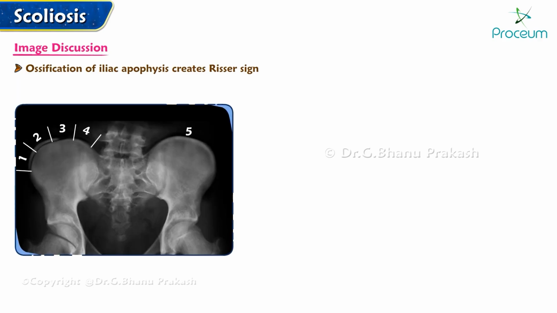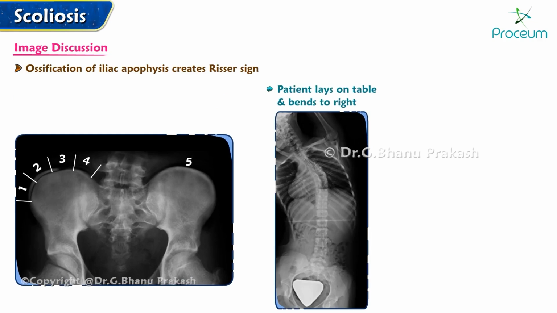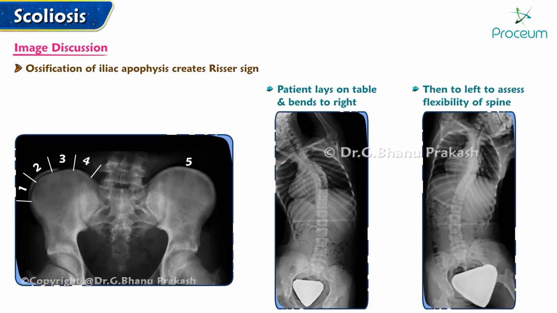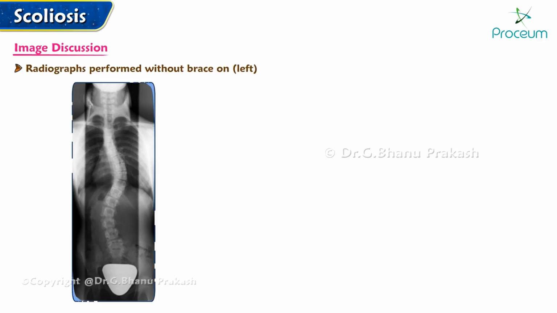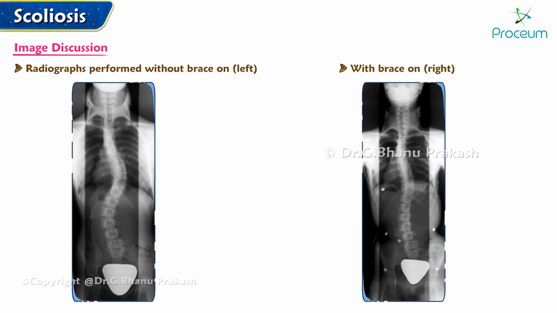X-rays can be taken in which the patient lays on the table and bends to the right and then to the left to assess the flexibility of the spine. In this image, radiographs were performed without the brace on the left and with the brace on the right.